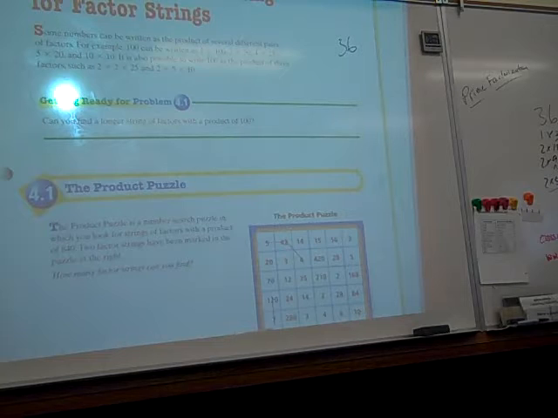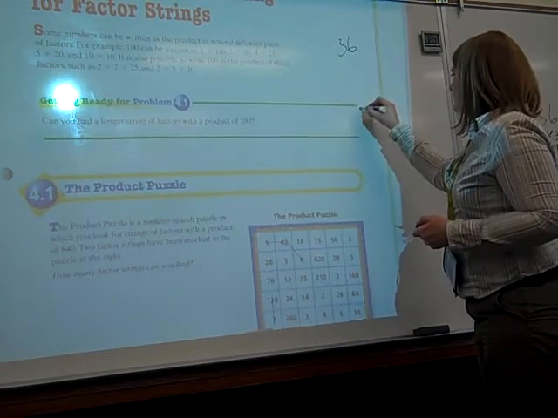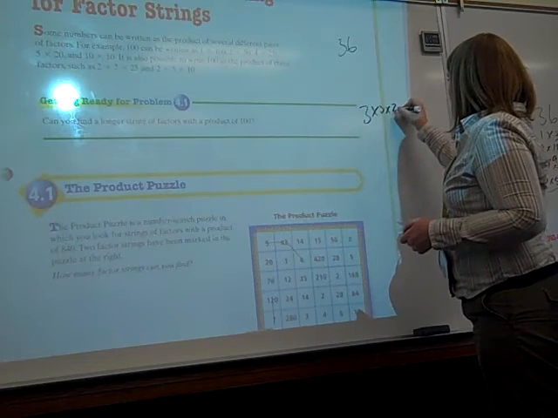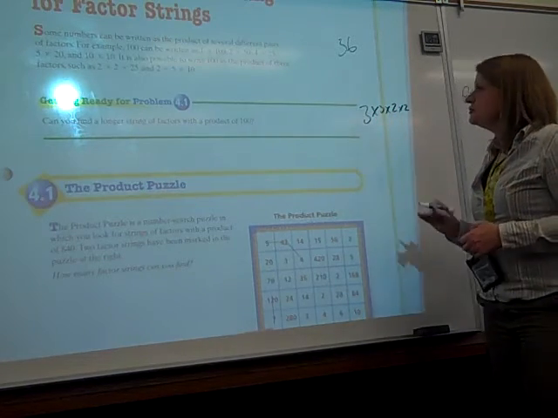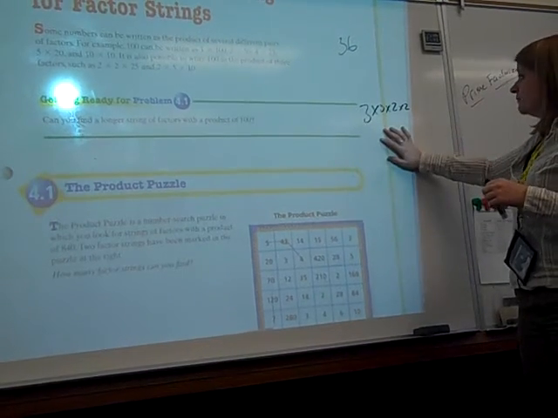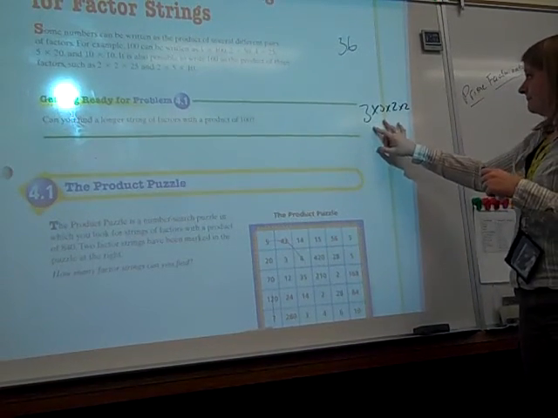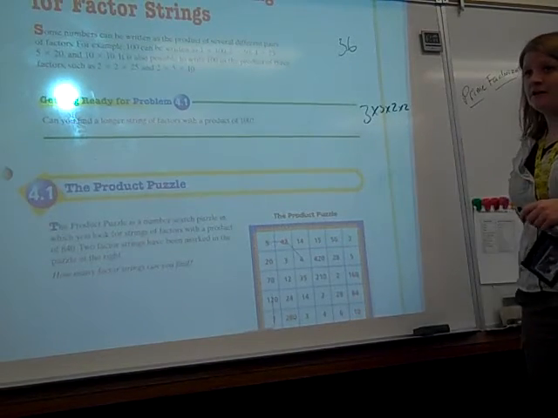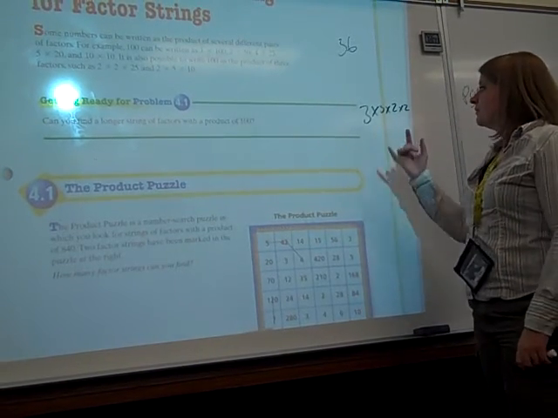Alright, so let's see what we came up with. Somebody besides Tom this time. Go ahead, Bailey. 3 times 3 times 2 times 2. Does it work? Yes. How can we check and make sure it works? 3 times 3 is 9 times 2 is 18 times 2 is 36. Okay, good. What strategy did you use to come up with that?